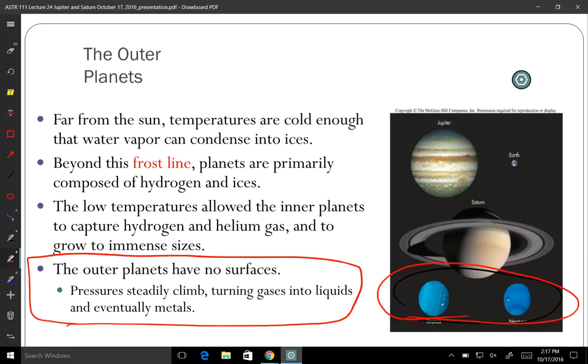So they don't have any surfaces, but gases turn into liquids, and eventually you get metallic hydrogen, and then you do have in the core a solid rock. So you do have a solid surface there in the core. But nobody thinks of that solid rock in the center as the surface of Jupiter because we can't see it.